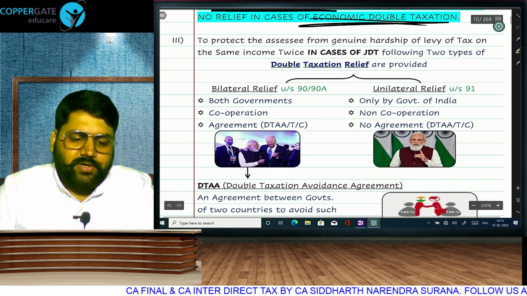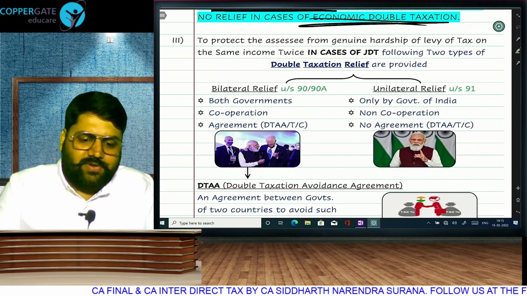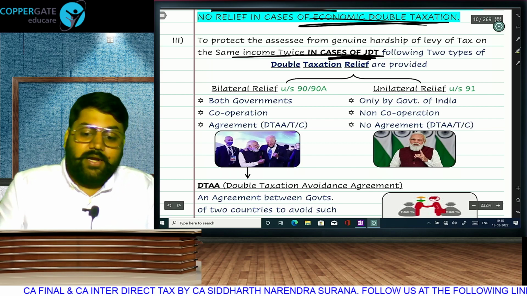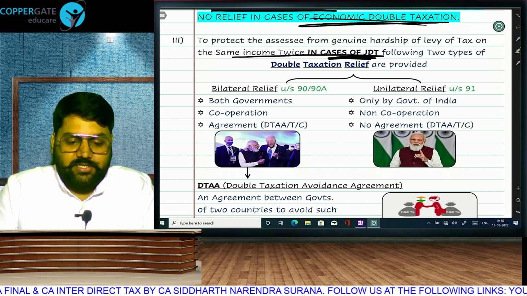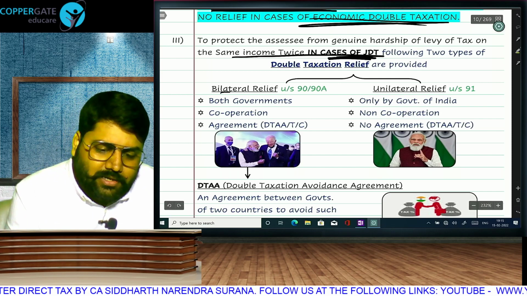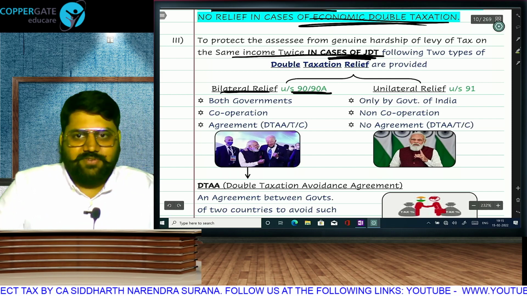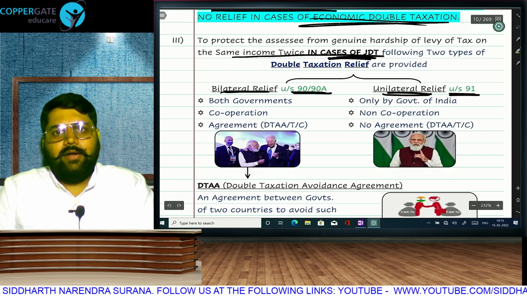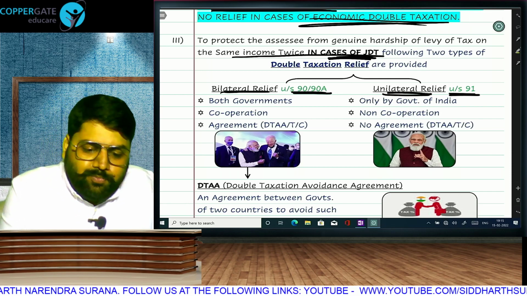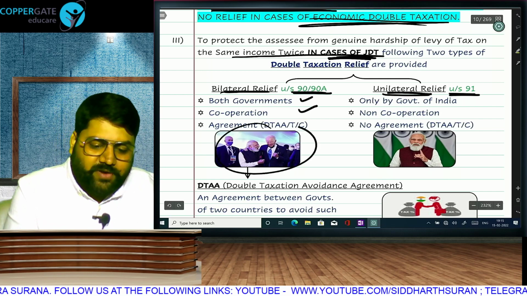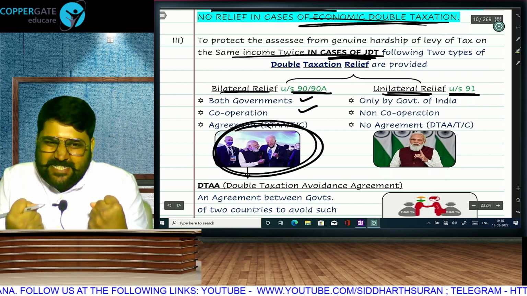And thus, to protect the assessee from the genuine hardship of levy of tax on the same income twice in cases of juridical double taxation, we will have relief. Bilateral relief will be given under section 90 and 90A. Unilateral relief will be given under section 91. Bilateral relief is when both governments cooperate with each other, sit across a table, and have friendship with each other.